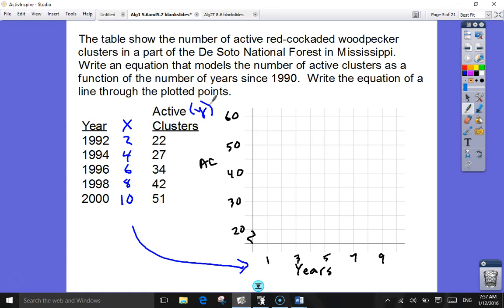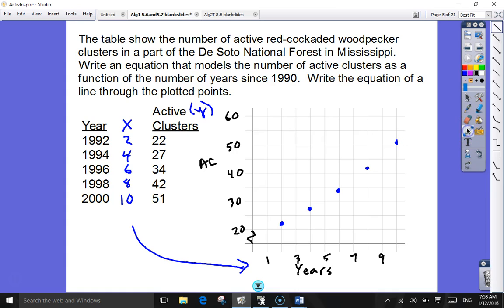So then we need to graph these points. 222 is about right there. And 427 is about right there. And 634, 842, and 1051. Does it look like it's linear? Do they look like they would all fall pretty close to the same straight line? Yeah, it does kind of look like that.